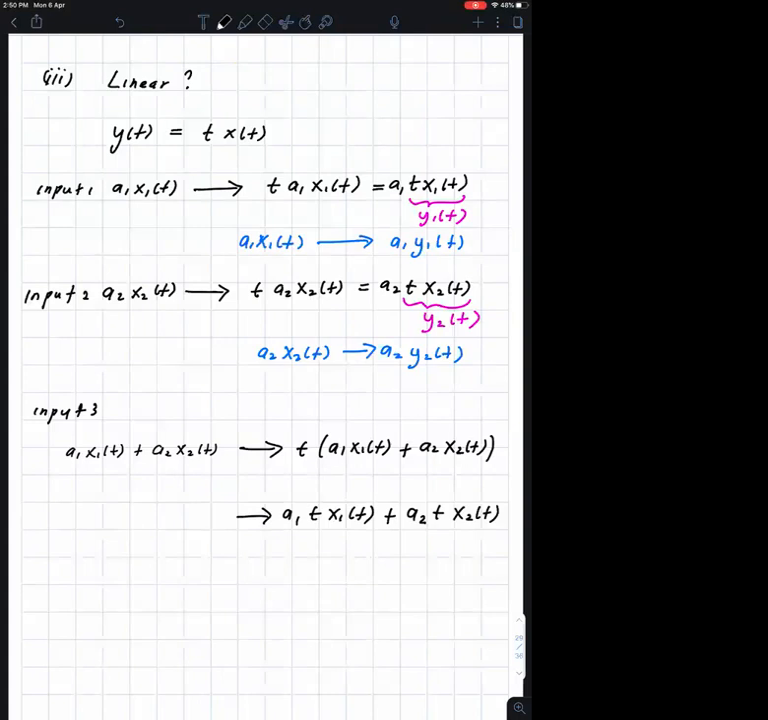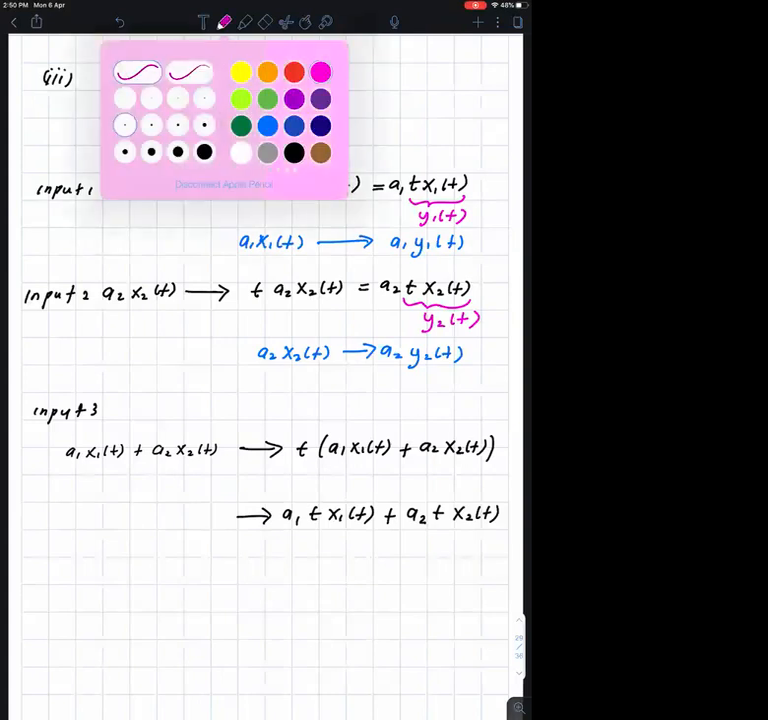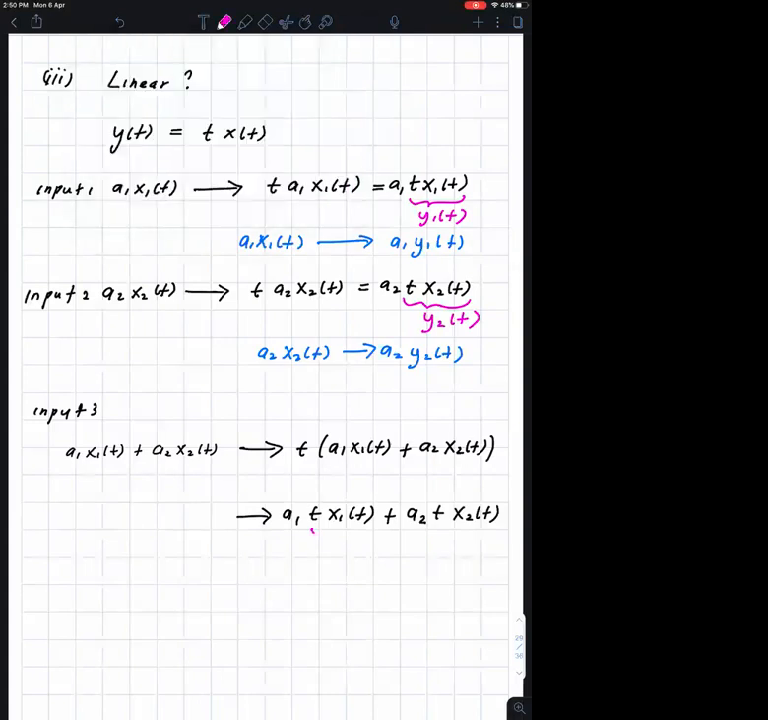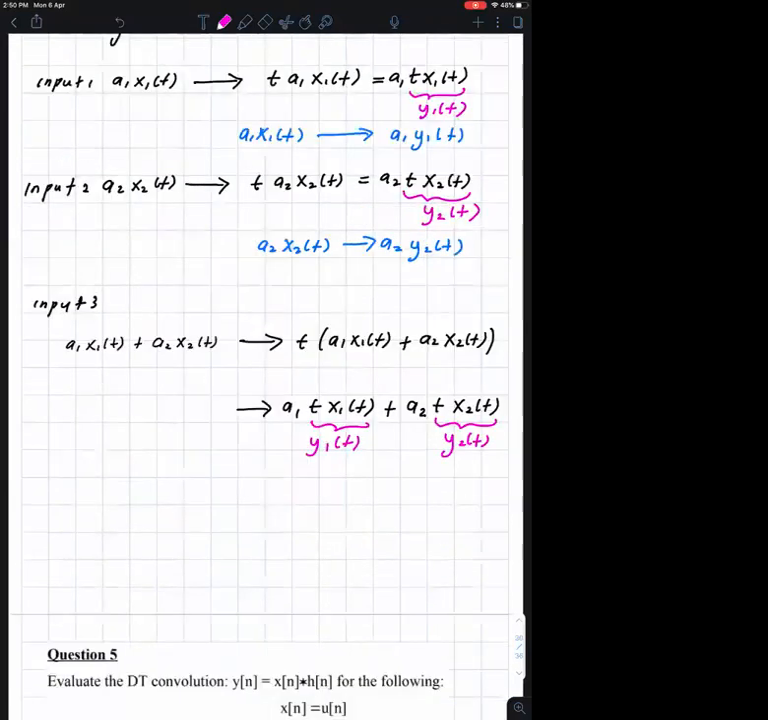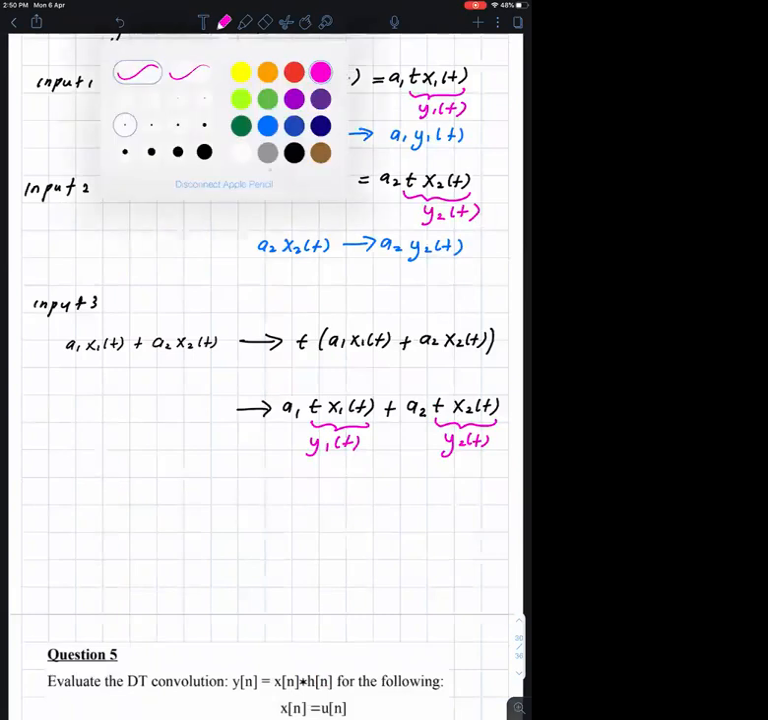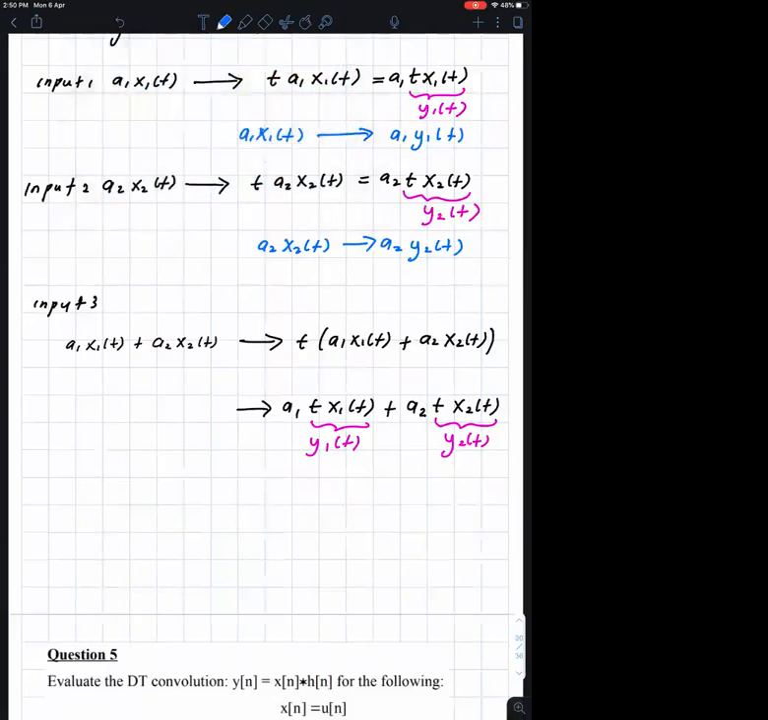So now you can see that the sum of individual inputs creates the sum of individual outputs.